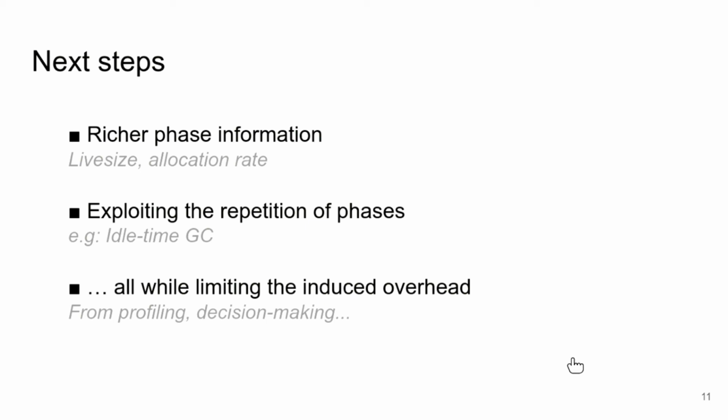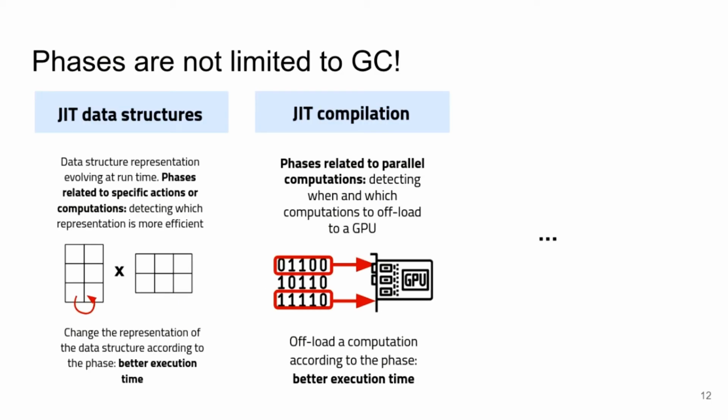I've been working on GC for a while, but not only, and if you're not that fond of garbage collection, you can say that phases could be applied to something much different from GC. For instance, JIT compilation. I'm just throwing ideas here. Maybe if you are running your application on heterogeneous hardware, it could be relevant to use phase information to determine whether you have to offload a certain type of computation to a GPU or another kind of hardware.